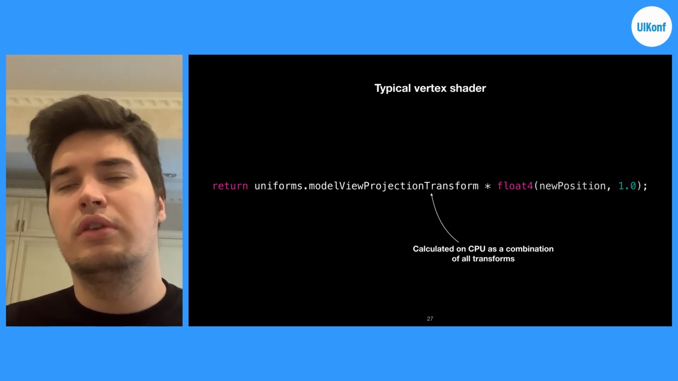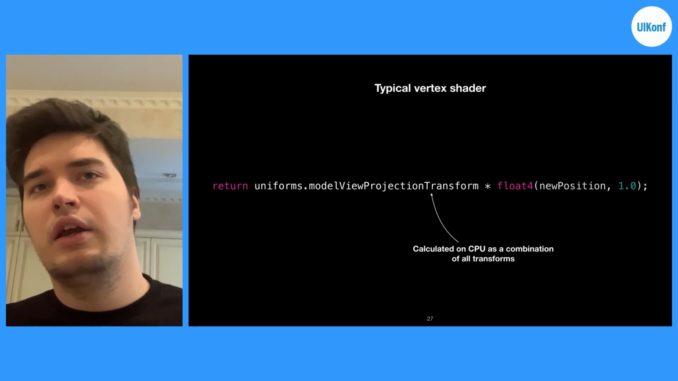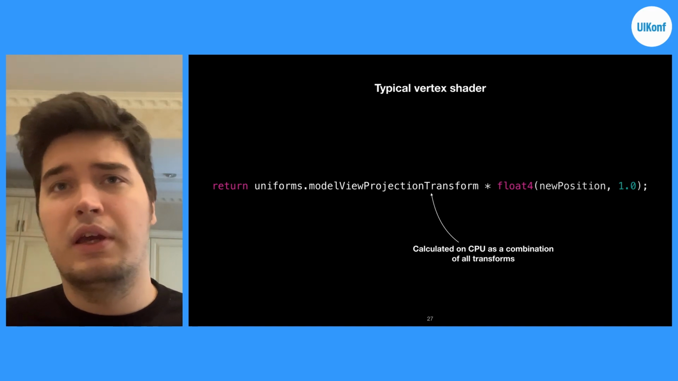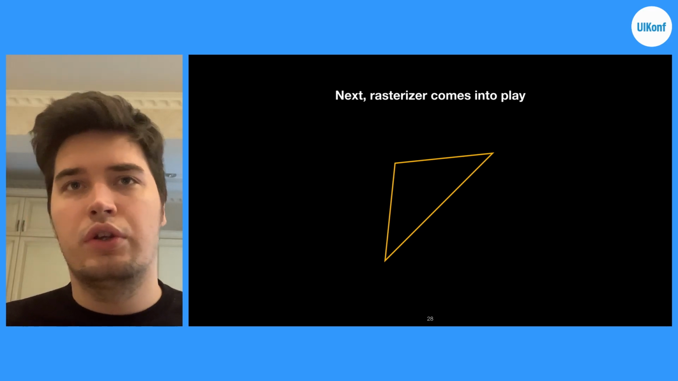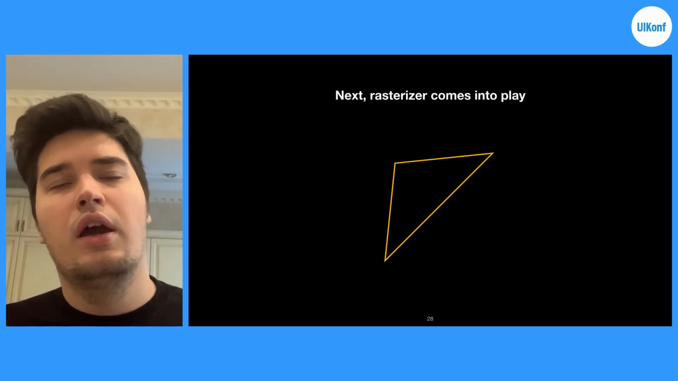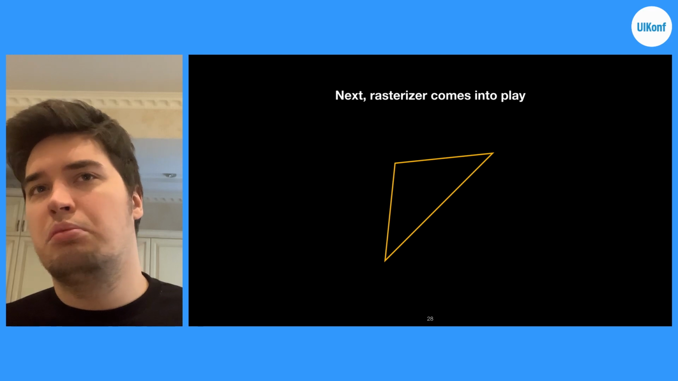So now you can get your geometry into the screen space. Once the vertex shader is done, your geometry is basically converted to the screen, and the rasterizer comes into play.